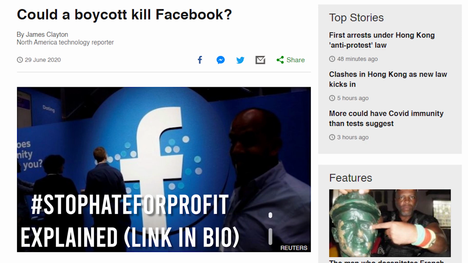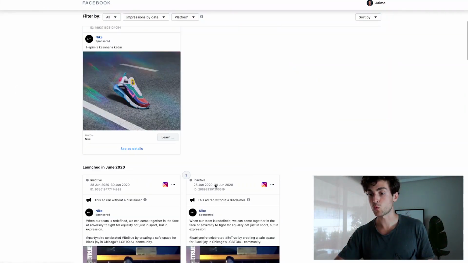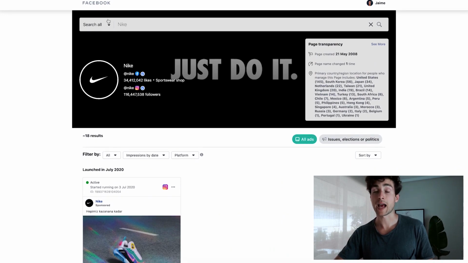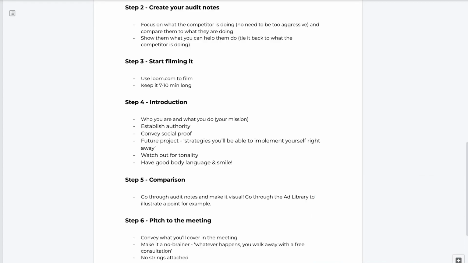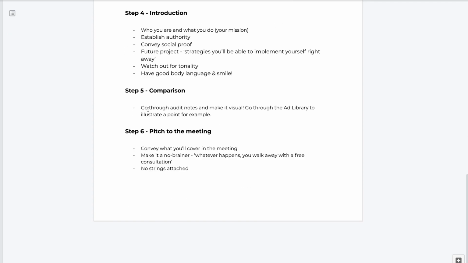Then I would show them how Nike is running ads, right? And I can show them the ads that they're running, and I can illustrate whatever point I covered in the audit note. So that is the comparison.